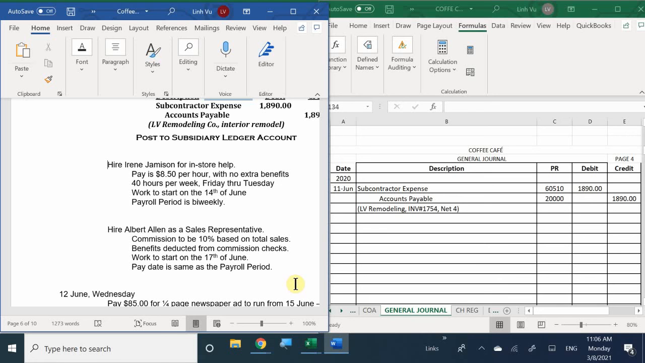All right? And again, payday is the same day as the payroll period. So that means I'm going to pay him the same time I pay Miss Irene Jameson. So every 2 weeks I'll pay him, and he's starting on the 17th. His paycheck is going to be based off of the commissions that he makes, not on the hours that he works.